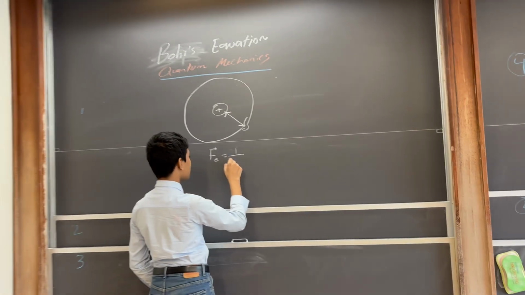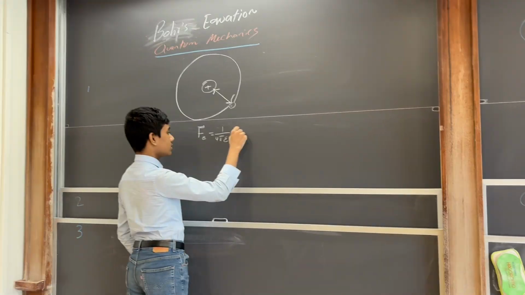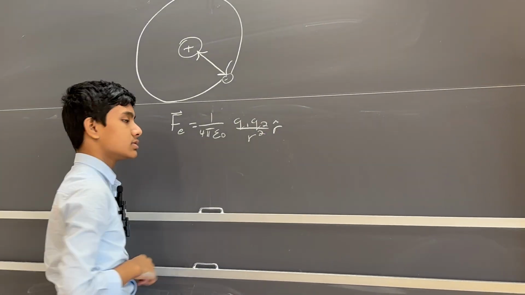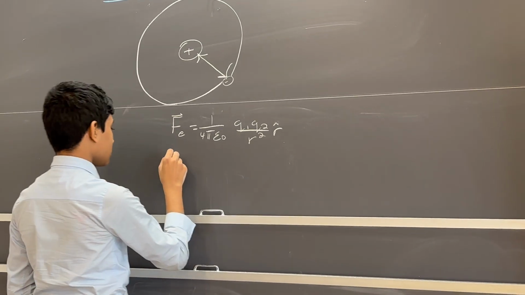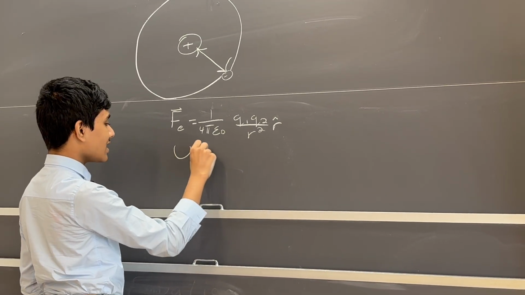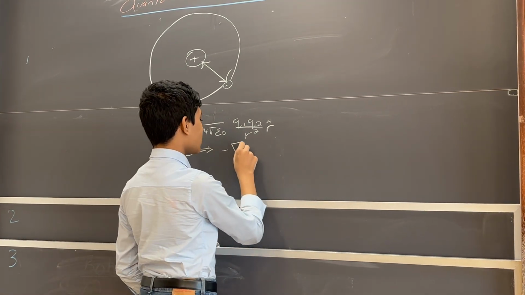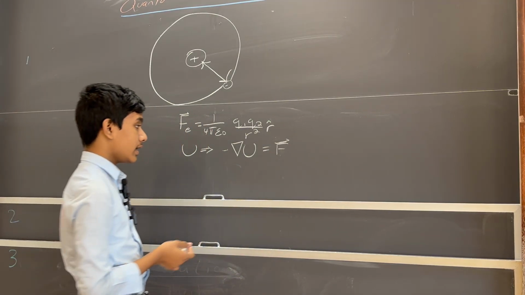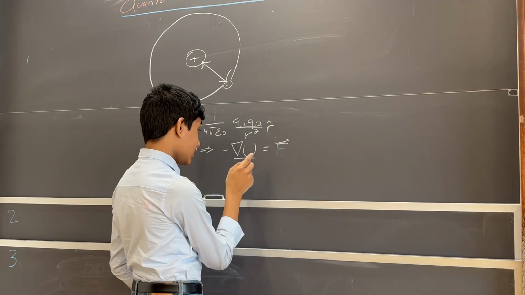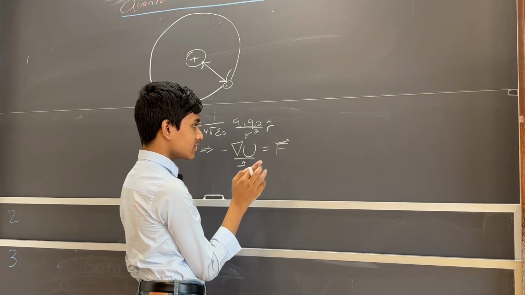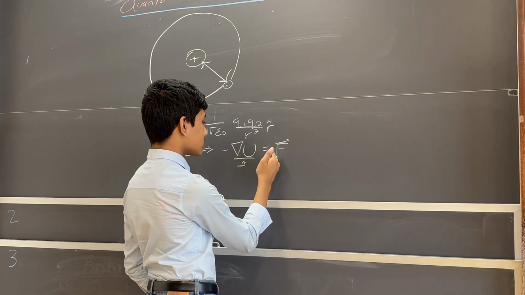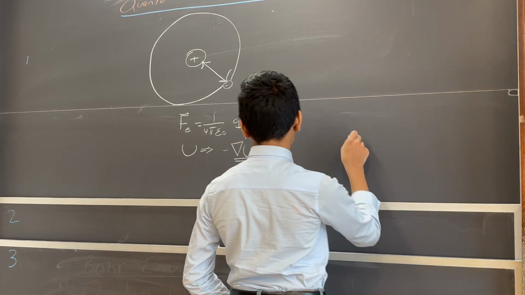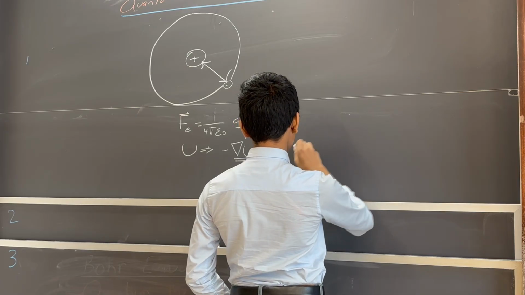It's 1 over 4 pi epsilon naught Q1 Q2 over R squared, in the r hat direction. Now, the negative gradient of the potential is equal to the force. And recall that the gradient of a scalar is a vector, the gradient of a vector is a matrix, and so on and so forth.